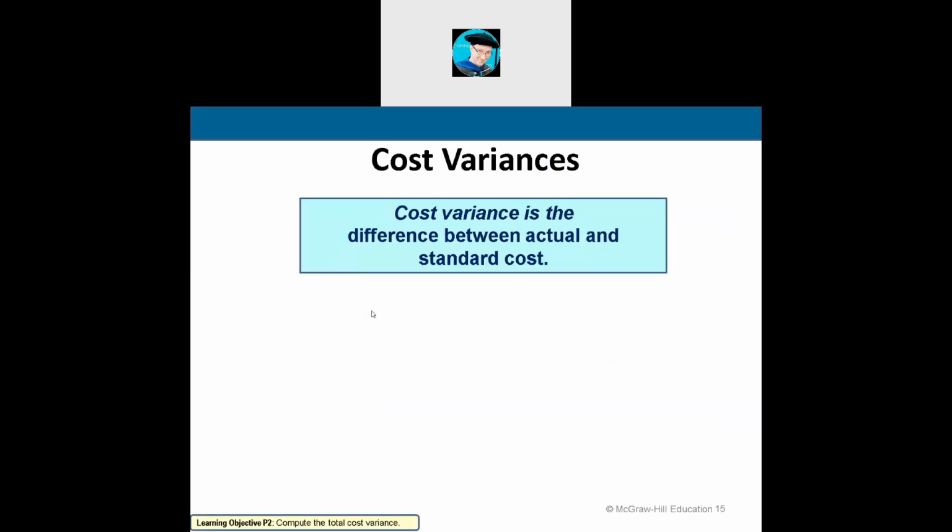Now we know that our standard cost is there, but we also know that our actual cost is probably going to be different. That's called a variance. When there's a difference between your actual cost and your standard cost, or your budgeted cost, the difference is called a variance.